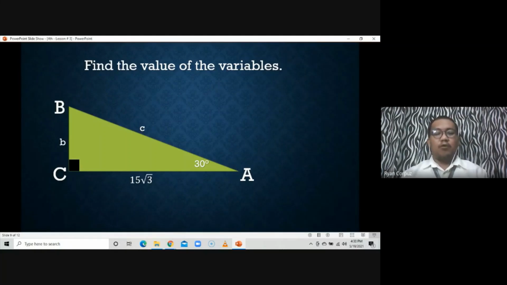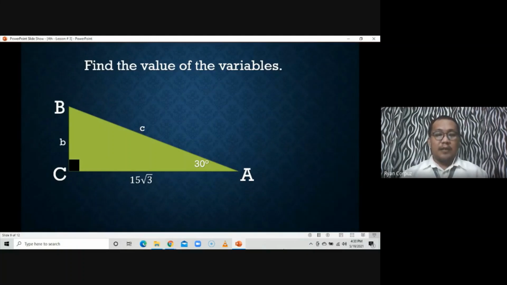So, paano kunin yung measure ng B and C? Unahin natin yung B, yung shorter leg. So, paano kinukuha yung shorter leg given yung longer leg? You can get that by simply dividing the longer leg by 3, then multiply it by square root of 3. So, pag dinivide yung by 3 yan, magiging 5. 5 square root of 3 times square root of 3. That's square root of 9. Square root of 9 is 3. So, 5 times 3, that would be 15.